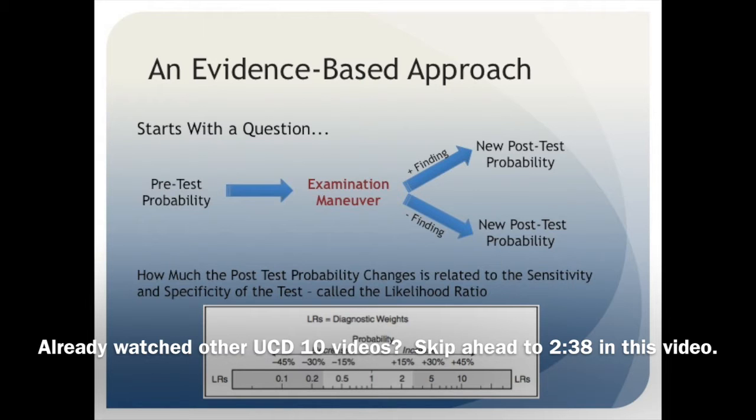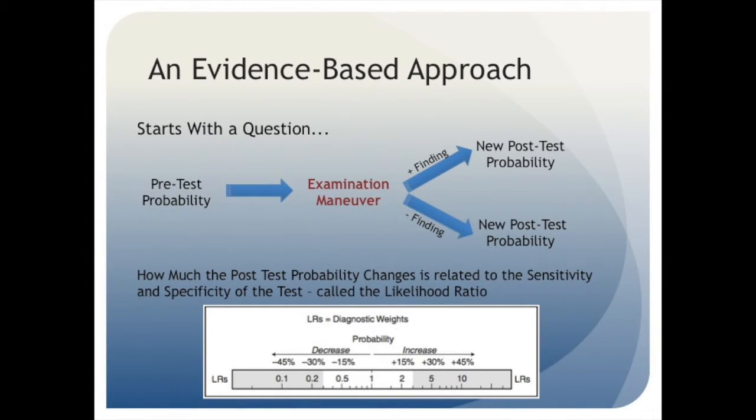To answer the question, you first estimate a pretest probability, which is essentially your best guess as to how likely you think this patient is to have the pathology in question, based on aspects of their history, presenting symptoms, etc. It's generally expressed as a percentage.